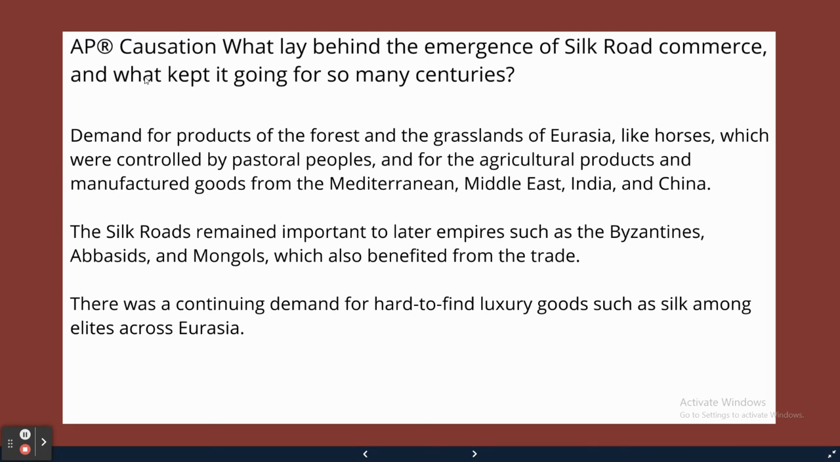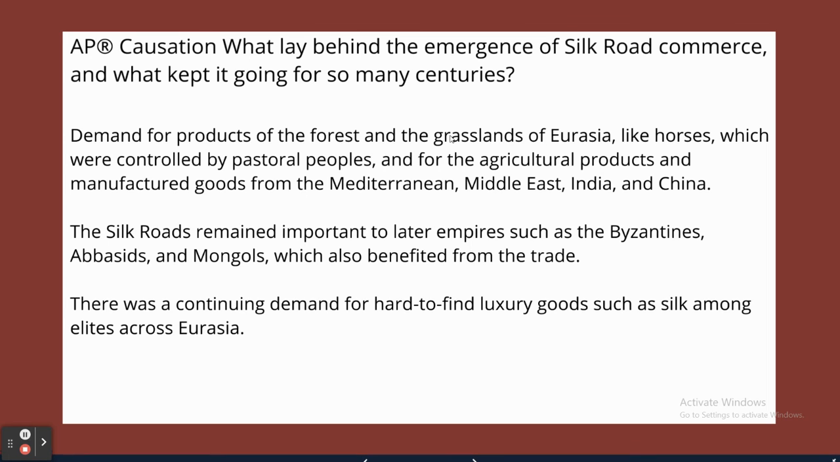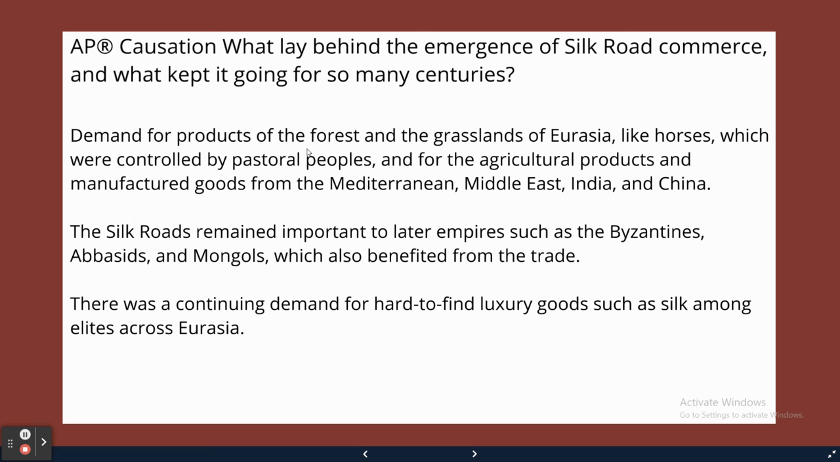So, demand for products of the forest and the grasslands of Eurasia, like horses, which were controlled by the pastoral peoples, and the agricultural products and manufactured goods from the Mediterranean, Middle East, India, and China. Those are all going to be reasons that it starts. The Silk Roads are going to remain important to later empires, such as the Byzantines, the Abbasids, and the Mongols. They're all going to benefit from trade.